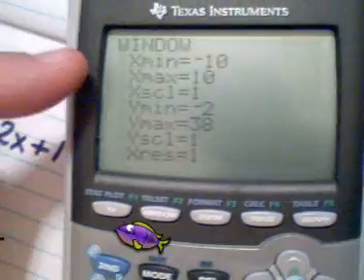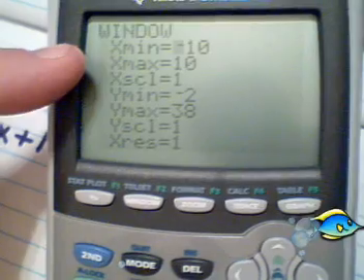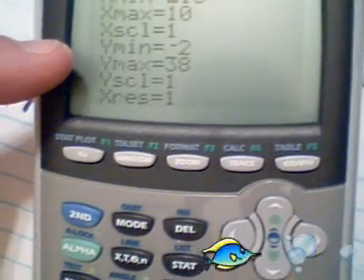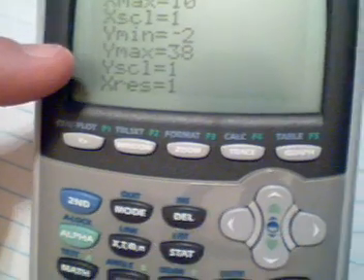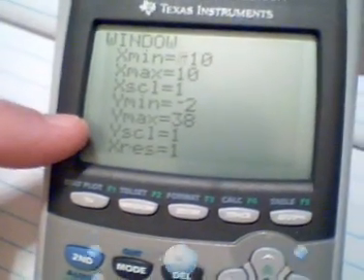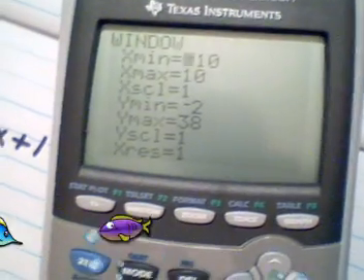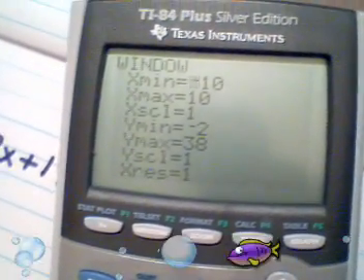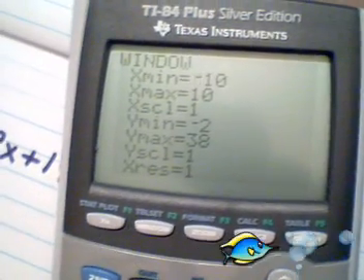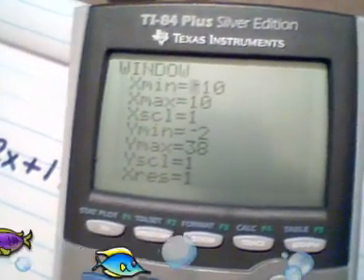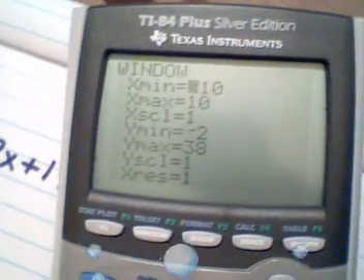So it has left the x-min and the x-max and the x-scale the same, but it has changed the y-min to -2, the y-max to 38. So it's really kind of cool. It's a neat way of letting the calculator do the work for you. Okay? So always remember that option, zoom 0, to try to make a graph fit better without having to rescale it yourself.